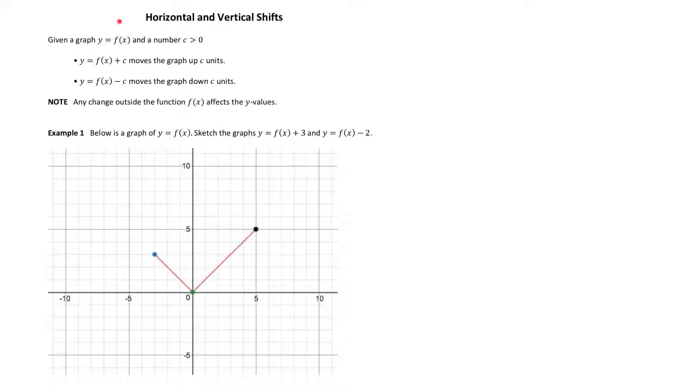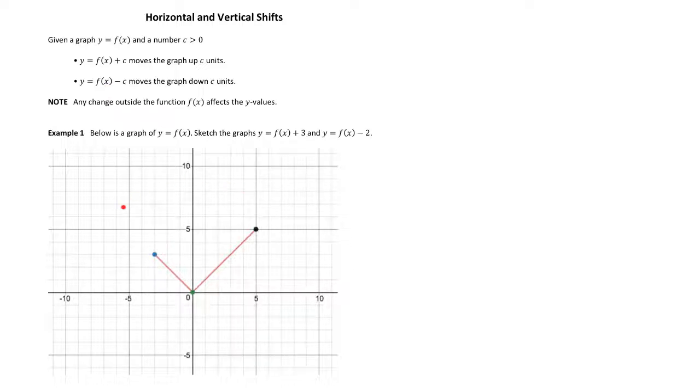If we're given a graph of y equals f of x, maybe like the one here in example 1, and also some positive number c, what does the graph of f of x plus c look like? And also, what does the graph of f of x minus c look like? Here, f of x represents a y value, so this plus c means you're going to add that number to the y value. This minus c means you're going to subtract that number from the y value.